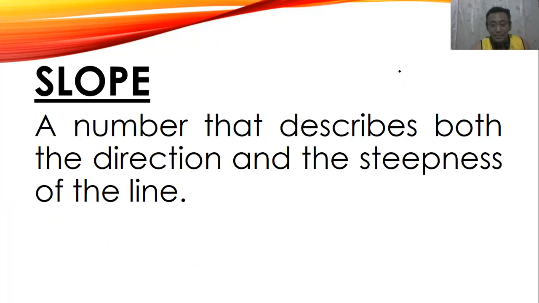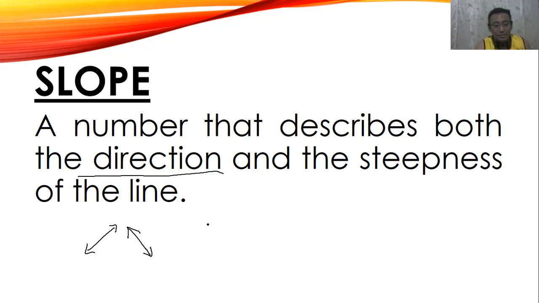Slope is a number that describes both the direction and the steepness of the line. So, dinidescribe niya raw yung direction kung saan patungo yung line and yung kung gaano siya katarik. Ibig sabihin, pag sinabi nating direction, it could be increasing yung line natin, pataas siya or pwedeng decreasing siya, pababa yung line natin. And the steepness, pag sinabi natin steepness, kung gaano nga siya katarik, kung gaano siya kaslant.